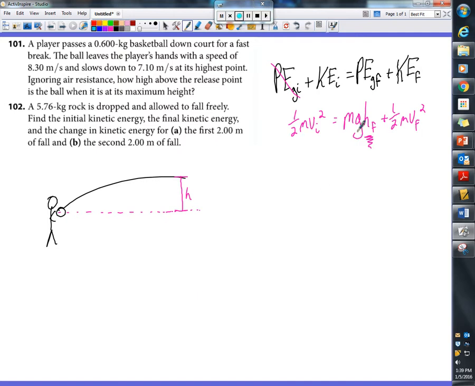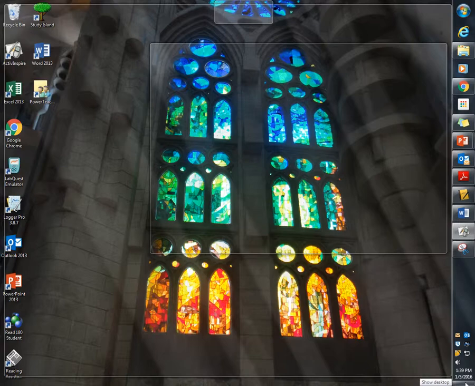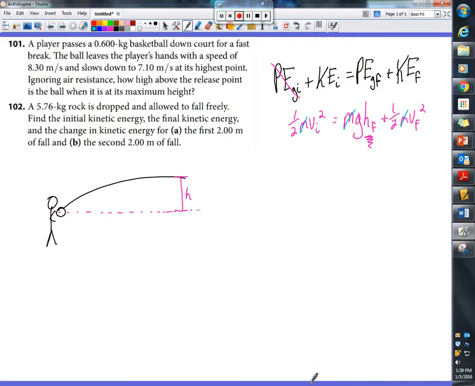Now, each of these terms has an m on it. So even though they gave you the mass here, what can we do? You could plug the mass into each of these terms and divide it by itself, or you could just take out the m's, divide both sides by m, and they all cancel out. When every term has an m, or any variable on it, you can go ahead and cancel them out. So the m's all cancel out, and we're just left with 1/2 v_i squared is equal to g h final plus 1/2 v final squared.